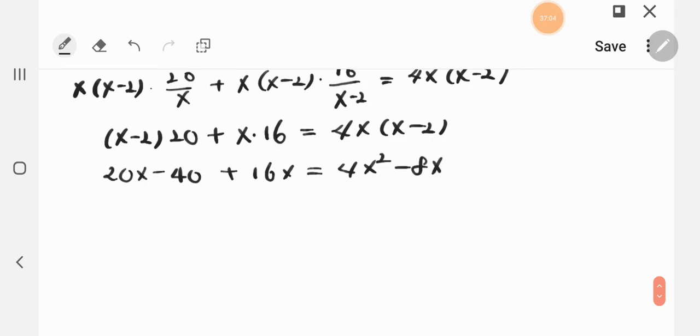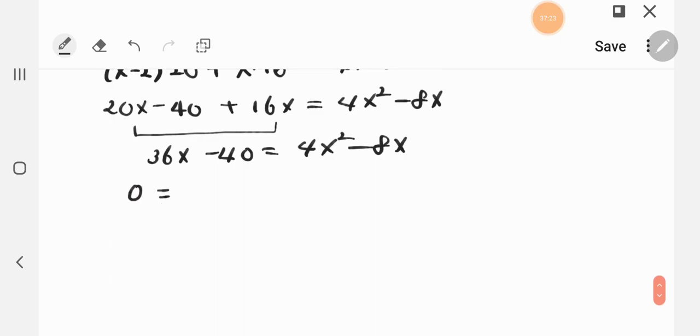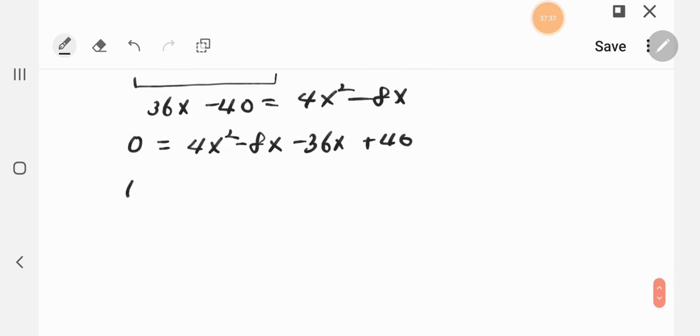Okay, this equation is quadratic. Since this is quadratic, why don't we put all the terms to the right? Before we move, let's combine the like terms first. This is 36x minus 40 equals 4x squared minus 8x. So move every term to the right, and the left-hand side is 0. So minus 36x, and then plus 40. Then 0 is equal to 4x squared. Combine the like terms, so minus 40.